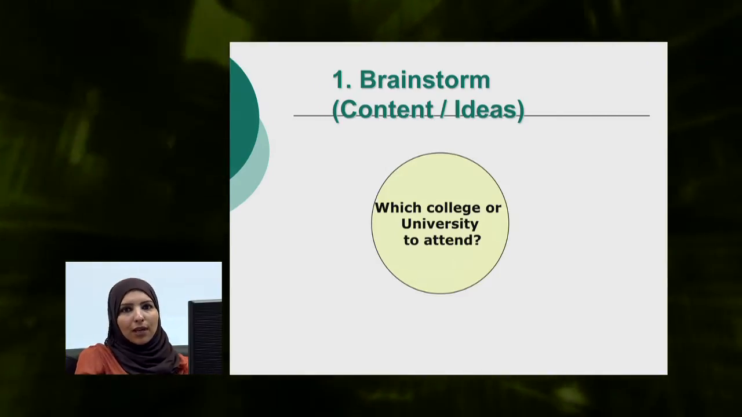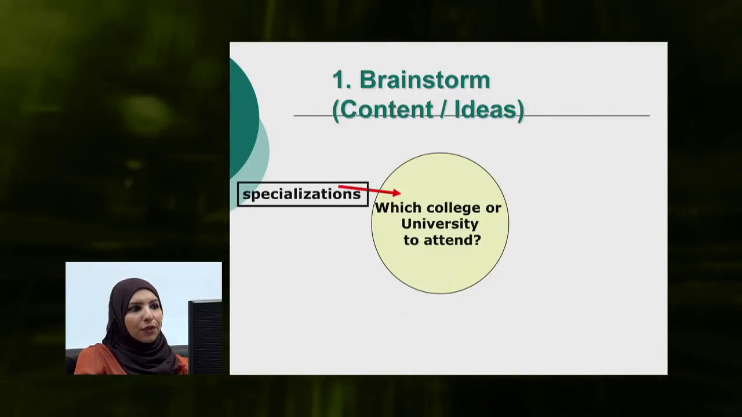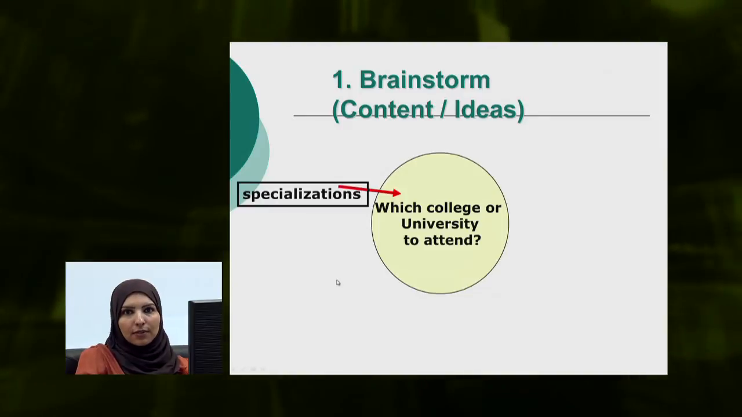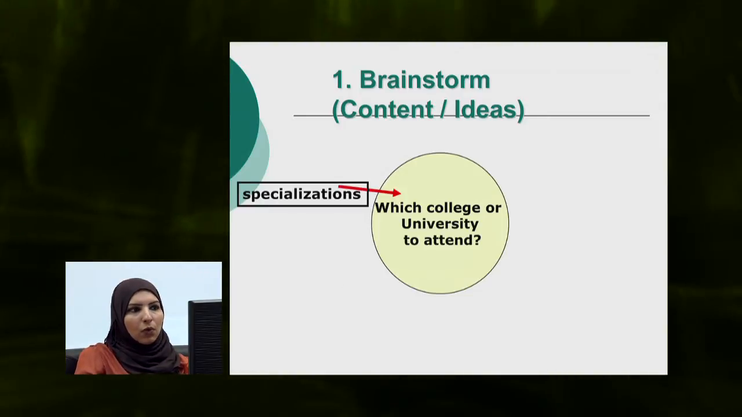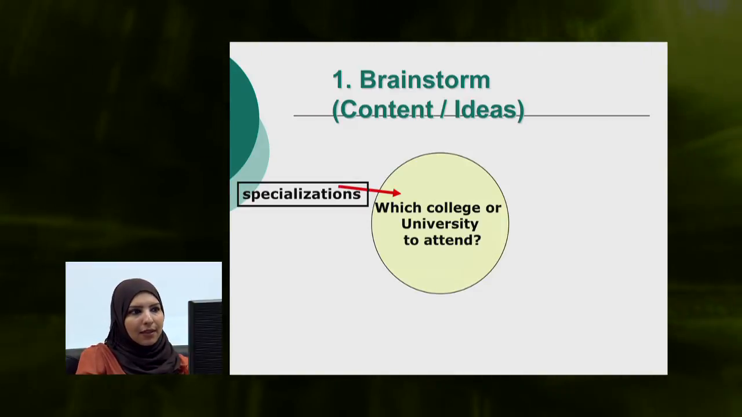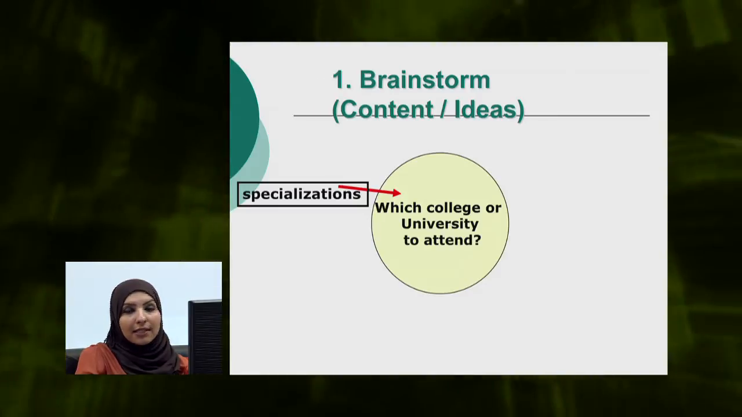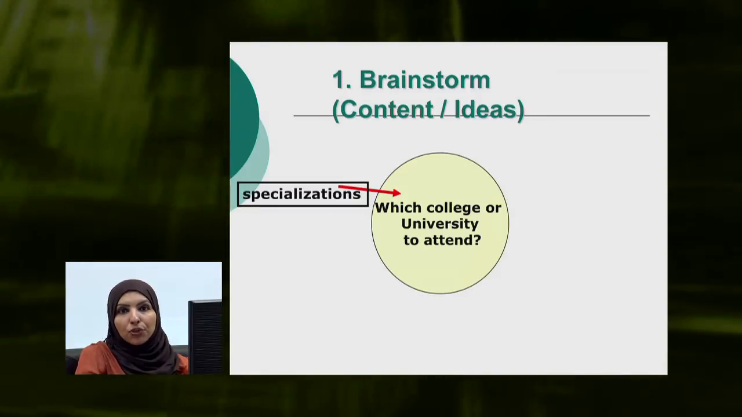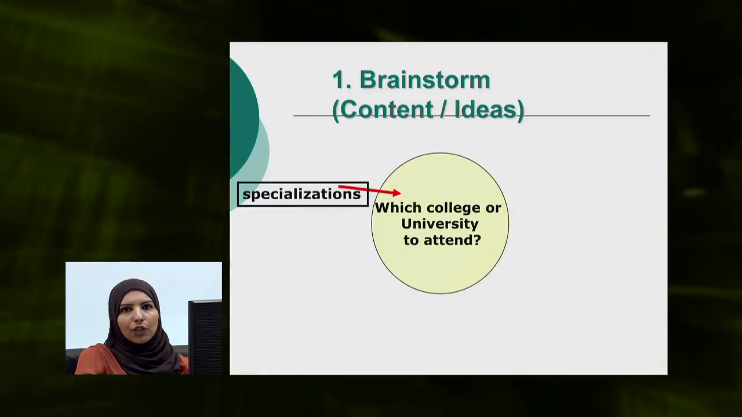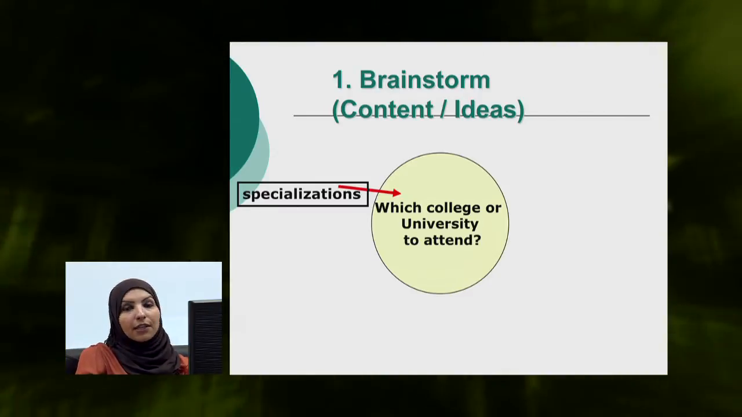Now, let's look at the words you may brainstorm. The first one is specializations. Once we talk about this word, we can say that in universities there are many specializations from which you can choose. For example, you may specialize in medicine or in engineering.